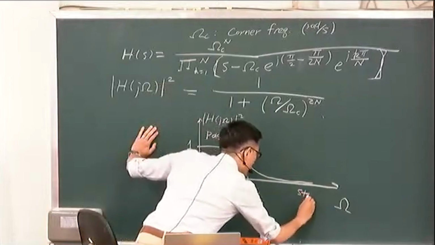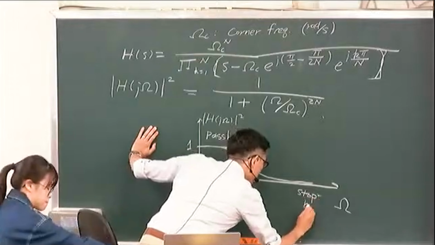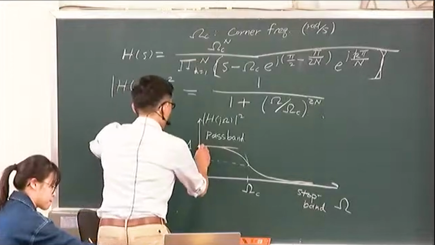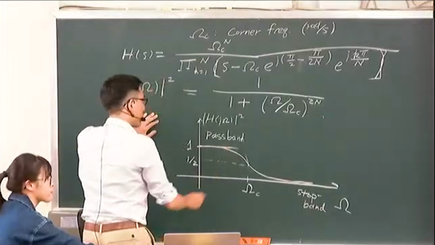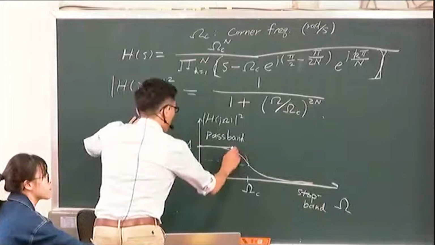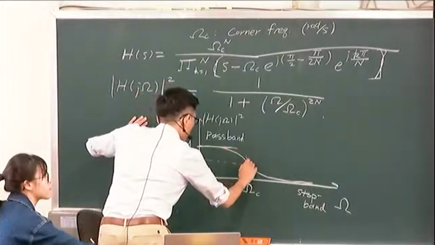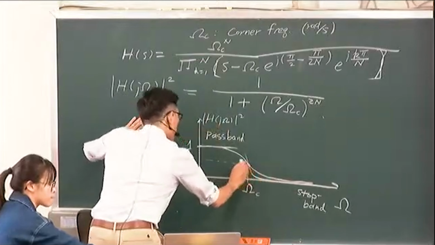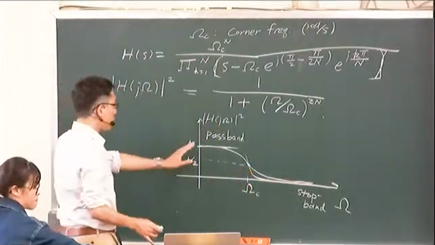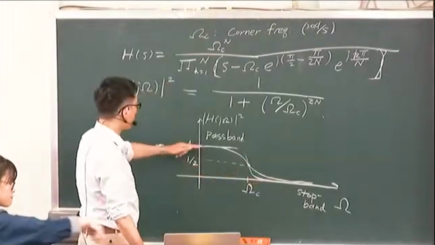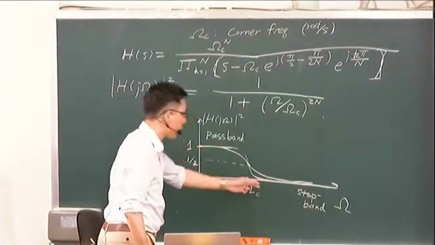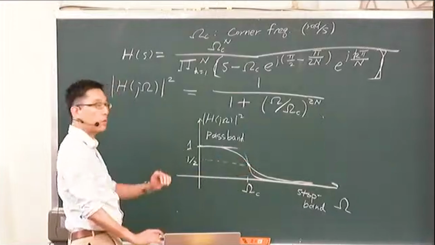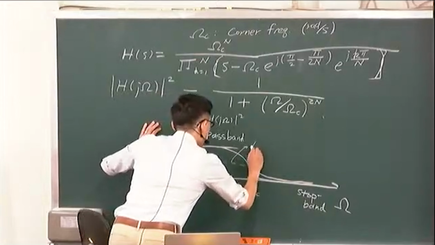And stop band. So when n increases, we get an even flatter, more leveled pass band, and the transition is going to happen more drastically, more rapidly. Okay, we have a faster transition from pass to stop, while the response at the pass band and the stop band are more leveled, more flattened. So that's when we increase n.